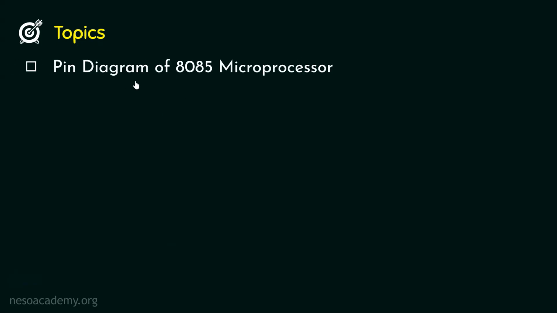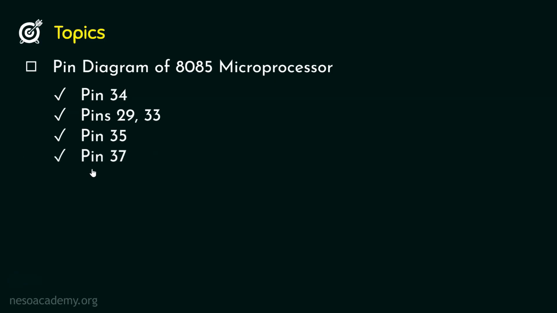Coming to the topics that we are going to cover in this session, today from the pin diagram of 8085 microprocessor, we are going to learn about the pin number 34. Then we will learn about the pins 29 and 33. Thereafter, we will learn about the pin number 35. Then we will learn about the pin number 37. And finally, we will learn about the pins 38 and 39.